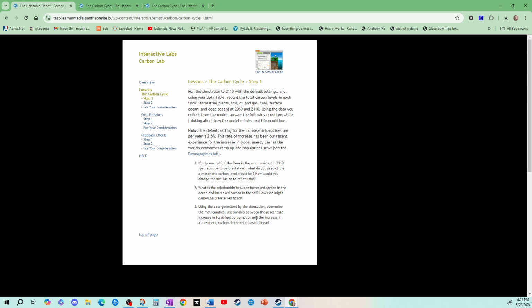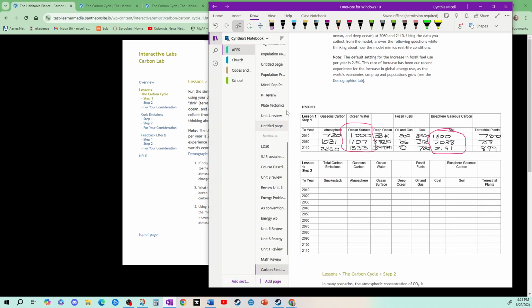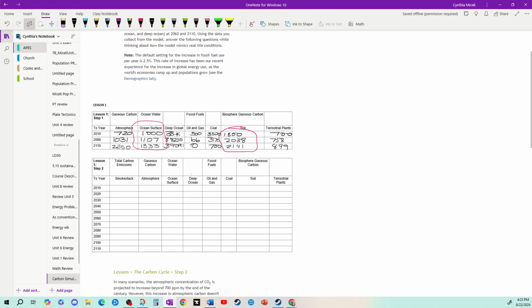Okay, and then 3, using this data that you generated, what's the relationship between the percent increase in fossil fuel consumption and the increase in atmospheric carbon? So let's remember how to do that. So to do percent change, that means change, in case you didn't know that. It's the final value minus the initial value, divided by initial, times 100 to get your percent.